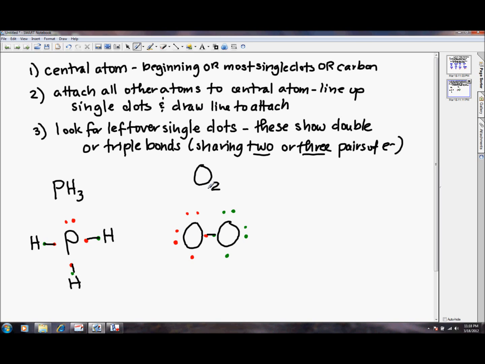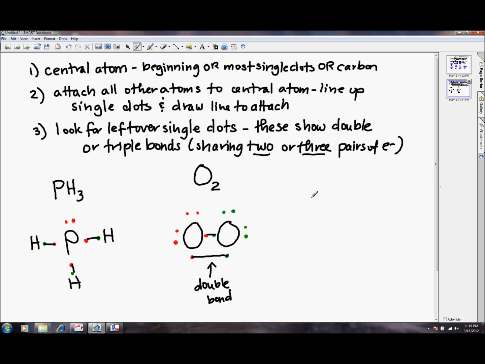So that's step 2. Now, for step 3, look, there's a leftover single dot. This O has a single dot, and this O has a single dot. Okay, you cannot leave any single dots without lines. So they're already sharing this pair. This means that they have to share 2 pairs. So this is 2 pairs of electrons that they're sharing. 2 atoms sharing 2 pairs of electrons. So this is an example of a double bond.